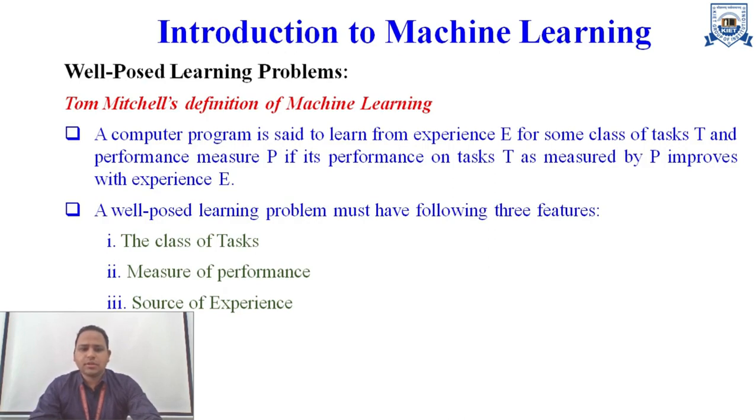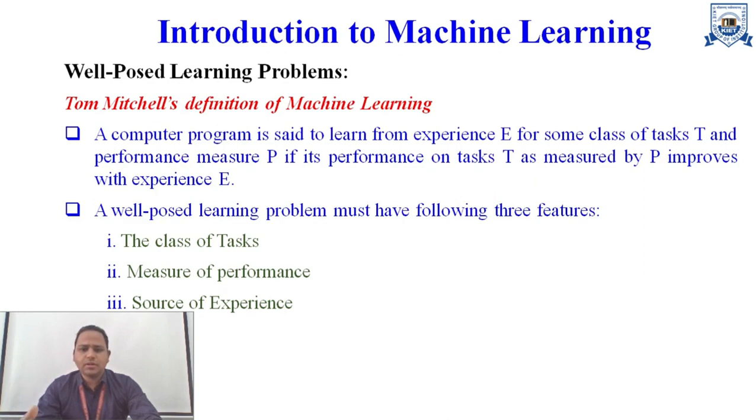So what is well-posed learning problem that is defined by Tom Mitchell? The definition given by Tom Mitchell for machine learning is: a computer program is said to learn from experience E with respect to some class of task T and performance measure P, if its performance on task T as measured by P improves with the experience.